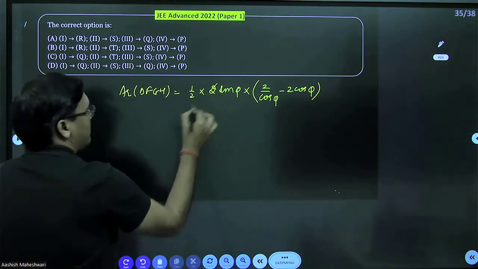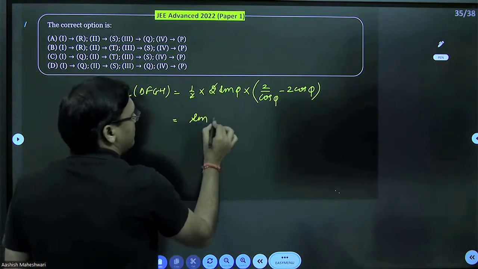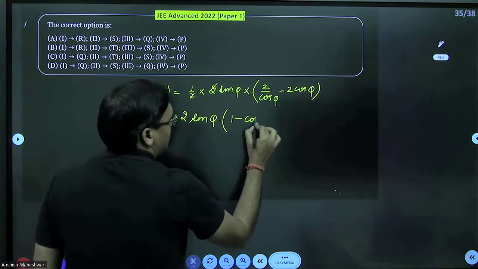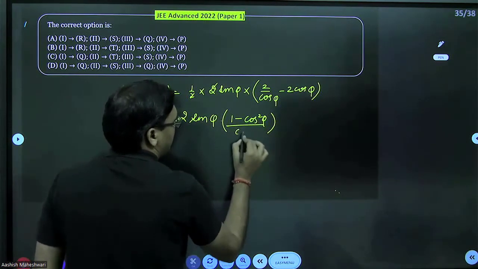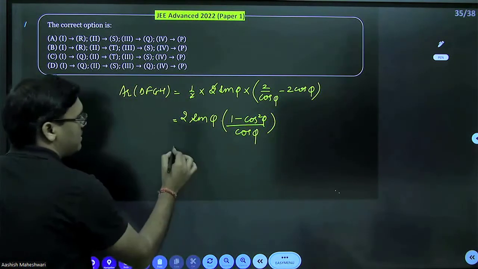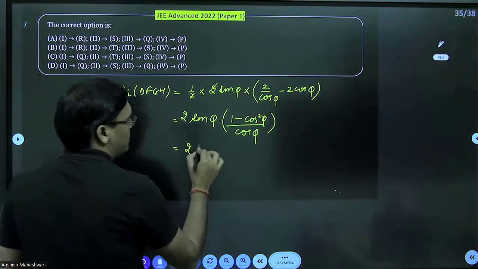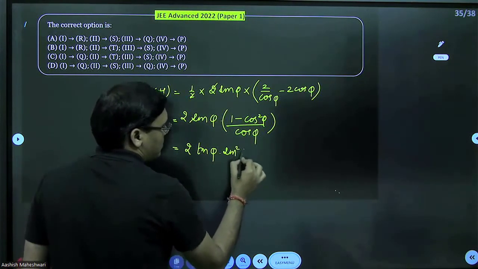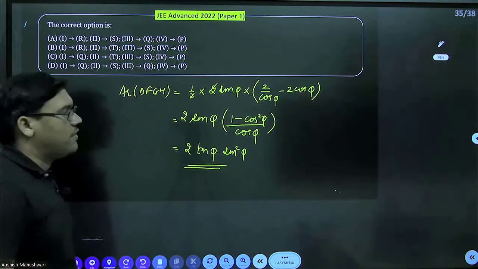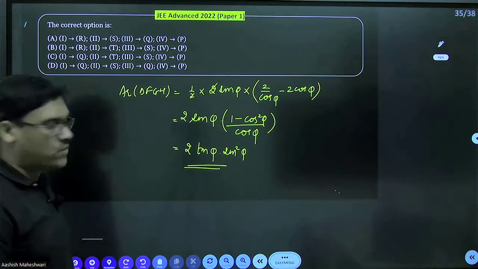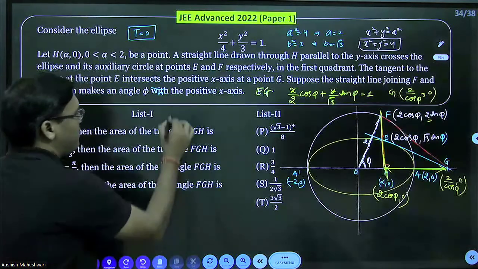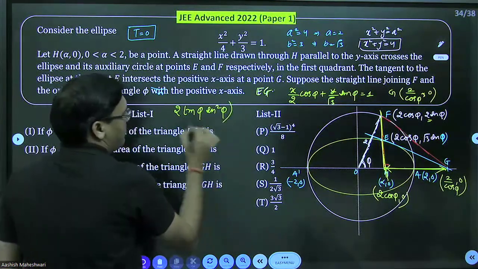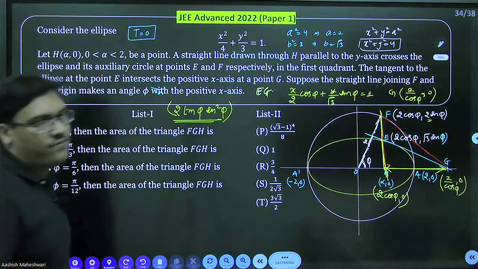So what is this? This is cancelled and this is sin phi into 2 (1 minus cos square phi) divided by cos phi. So I can say this is equal to 2 tan phi into (1 minus cos square phi), that is sin square phi. So this is the area of this triangle, 2 tan phi sin square phi. ये आपका एरिया ऑफ ट्रायंगल FGH आ गया.